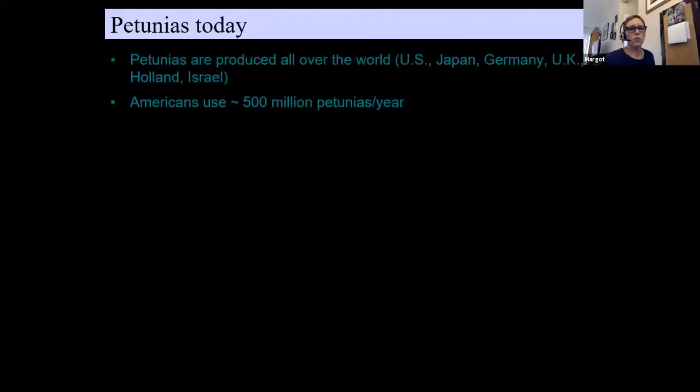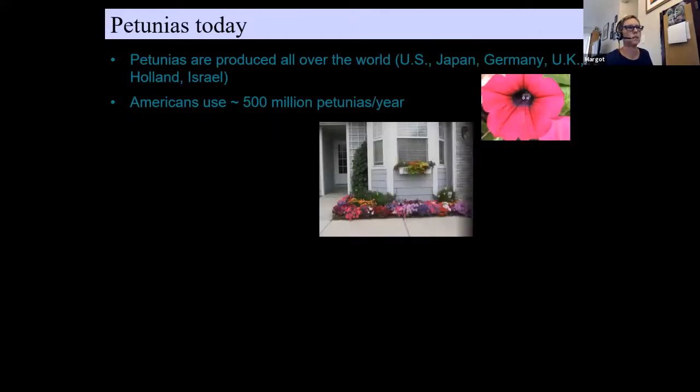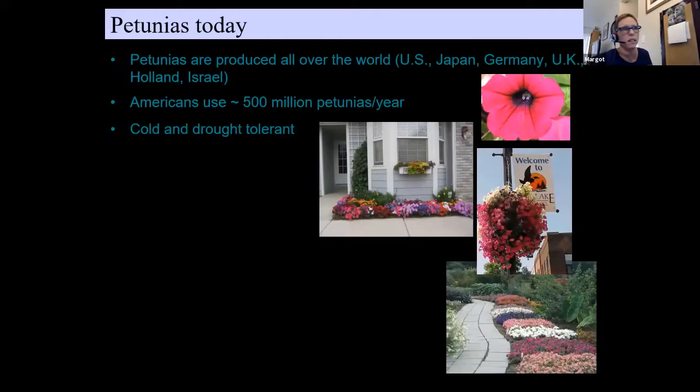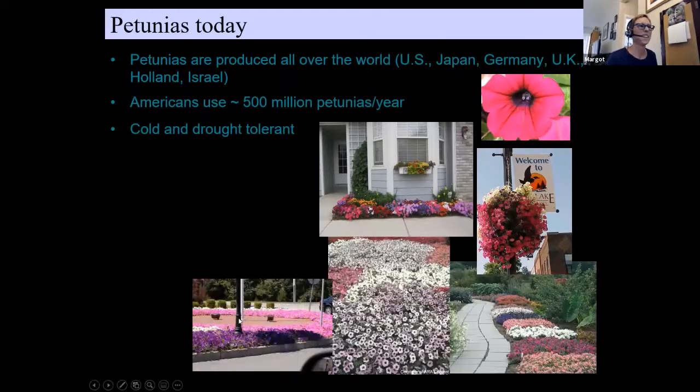So they're produced all over the world these days. Americans use probably more than this now. This is probably an old statistic, but at least 500 million petunias a year. You see them everywhere. You see them downtown. You see them in front of people's houses. That's my house. You see them everywhere, gardens.